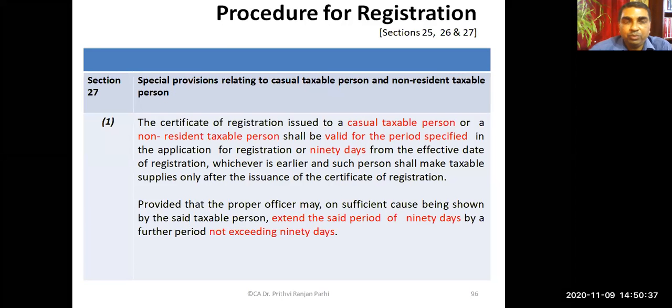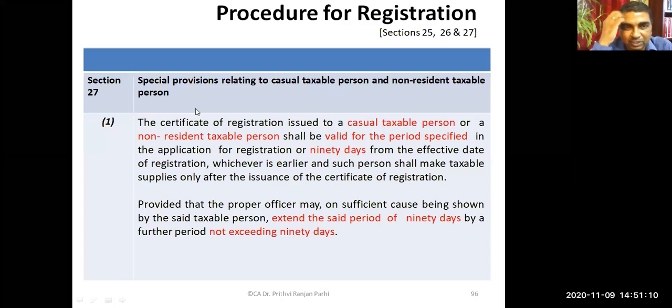A few more things we'll be learning about casual taxable persons. As I told you right now, a casual taxable person or a non-resident taxable person needs to apply for registration at least 5 days prior to the commencement of the business. And you see, the registration certificate given to them is practically a temporary certificate. So the validity of the certificate is like this. You have to remember this thing when they apply for registration.